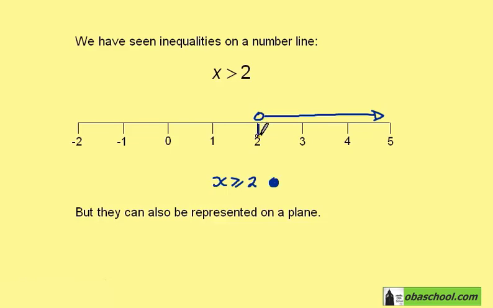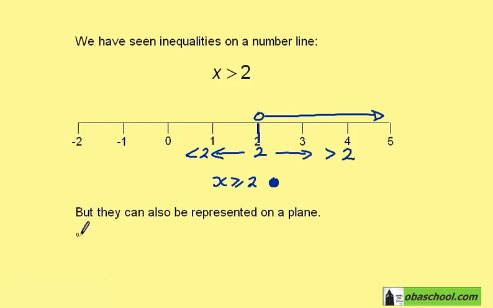Note that the number line is separated into 3 regions just here. Exactly here is where x is equal to 2. To the right is where x is greater than 2, and to the left is where x is less than 2.